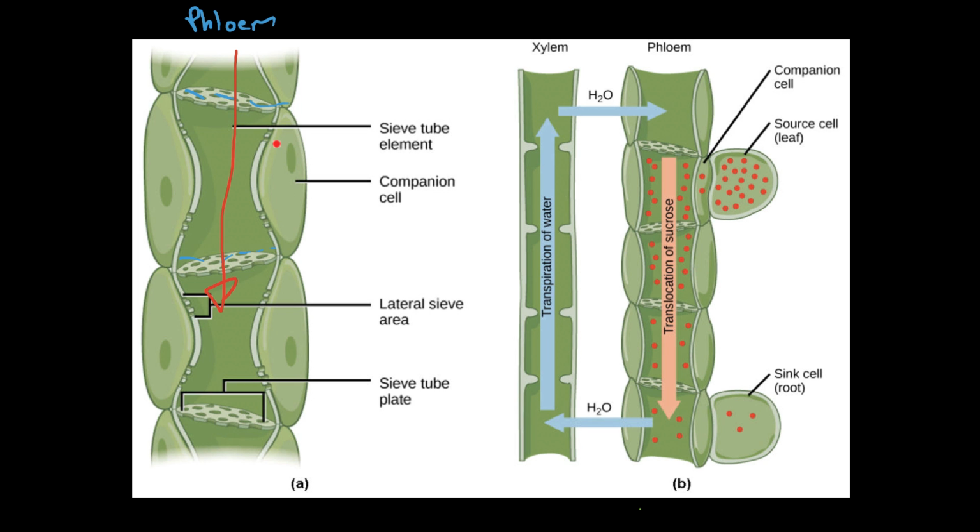They have next to them companion cells which look more like normal cells. Those basically have the nucleus, and those do the normal cellular things. What's in the middle actually lets things go through. It's like a pipe.